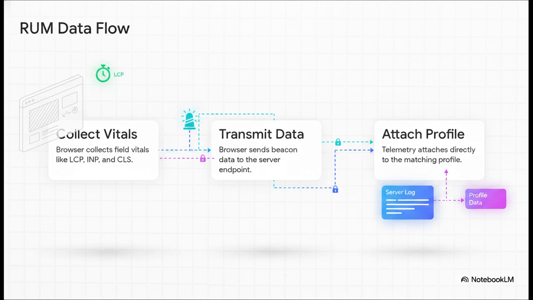Because think about it, before 1.4.0, you might look and see that your server rendered a page in, say, 80 milliseconds, which sounds great, right? But if your user's sitting there waiting 4 seconds for a massive image to load or a heavy script to execute, your server metrics are completely blind to their pain. Now, the browser natively collects field vitals, things like largest contentful paint and cumulative layout shift, and transmits them right back using navigator.sendBeacon. That data then attaches directly to the matching stored profile, meaning you can finally compare server execution time side by side with real-world browser rendering.